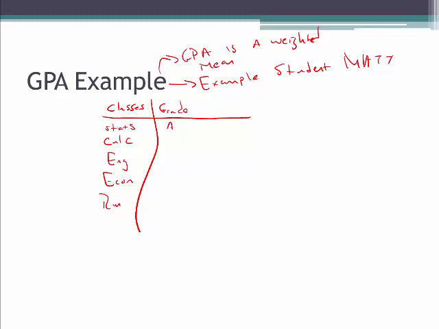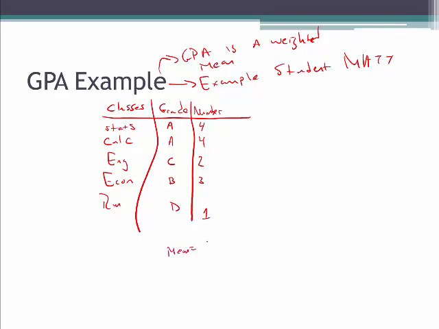Okay, the student obviously got an A in stats. They got an A in calculus. They got a C in English. They got a B in economics. And let's say they got a D in running. They weren't very fast. Okay. Next thing I'm going to do is I'm going to trade these grades to a number on a 4-point scale. So an A is worth 4, a C is worth 2, a B is worth 3, and a D is worth 1.